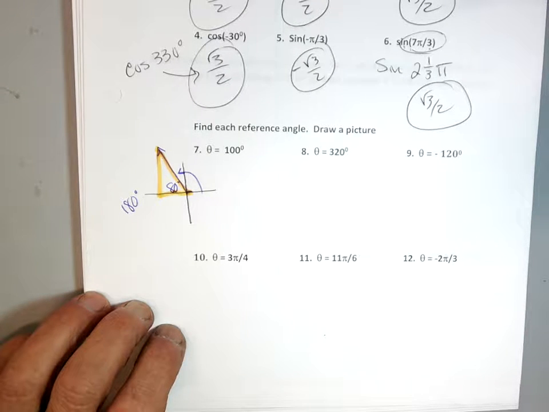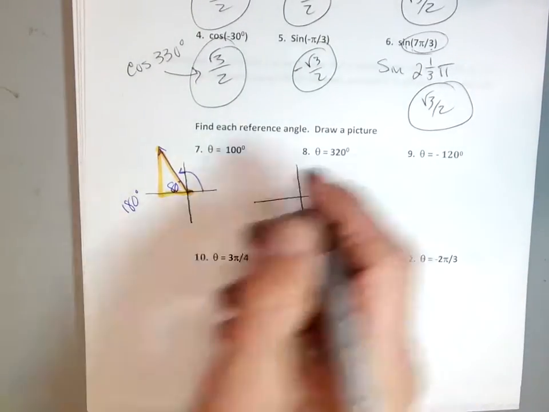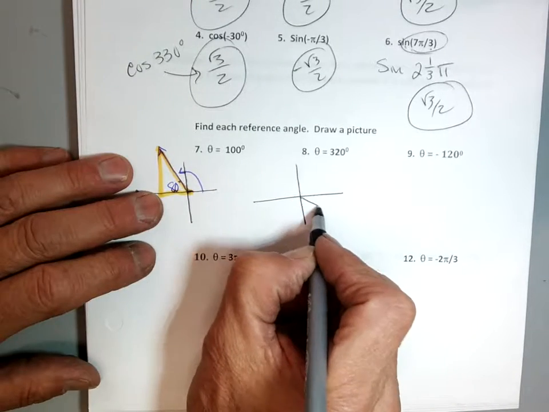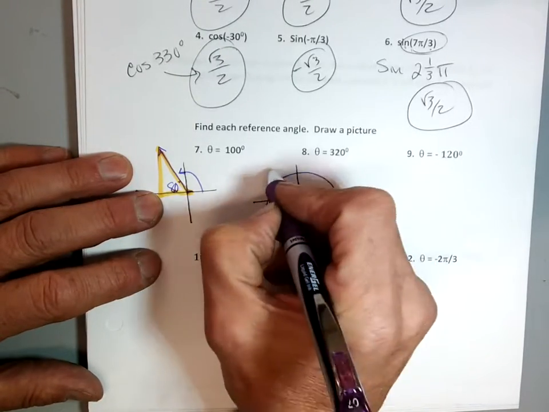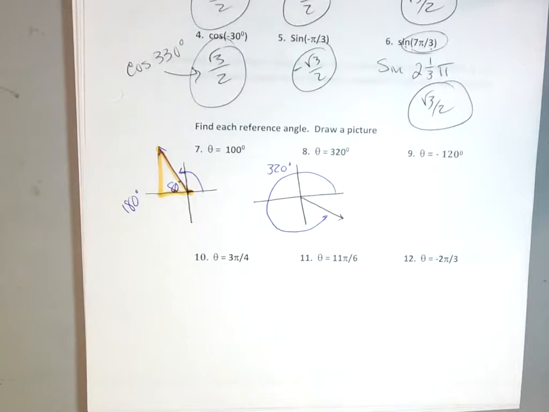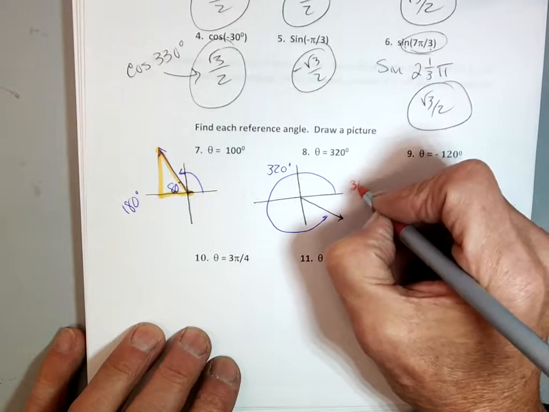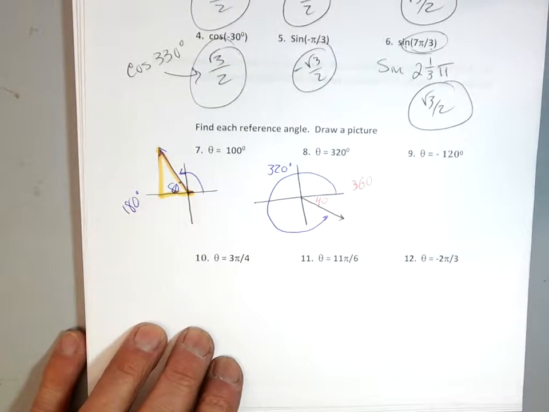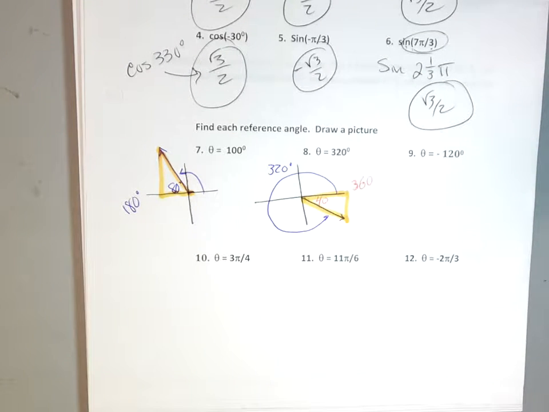Make sense? Okay. 320. So let me draw a picture of 320. 320 is luckily on my unit circle, but 320, well, close. 320 is right about here. So 320 degrees is all the way around to here. Now, I know that all the way around is 360 degrees, right? So this angle here would have to be 40 degrees, right? And then the right triangle I'm looking for is this right triangle, so my reference angle is the 40 degrees.